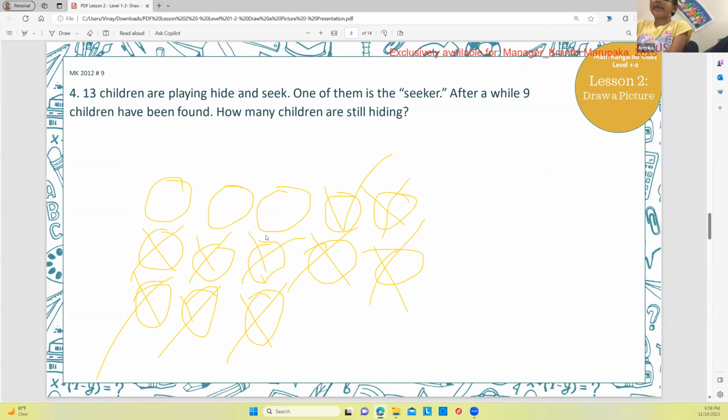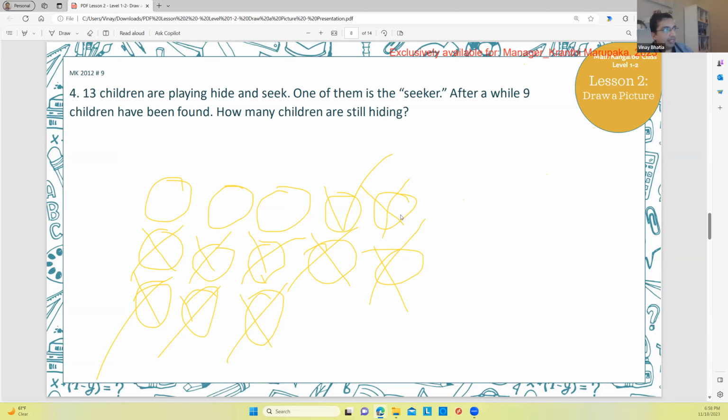I got the answer as 3. This one was the seeker. It's the 4th one. This one, yeah. And then there's 3 children hiding, 3 more which are yet to be found. Yeah, I agree. I like the way you group with 5.